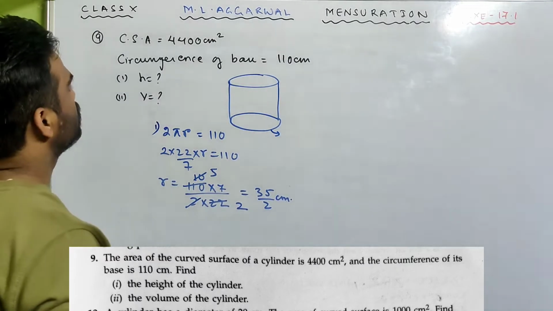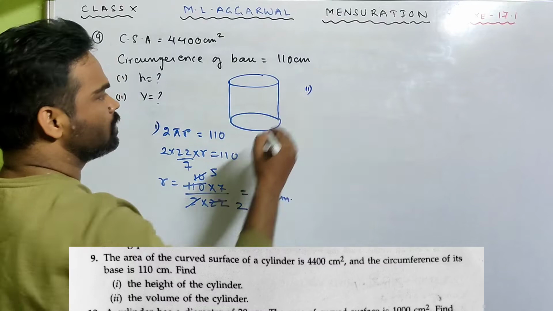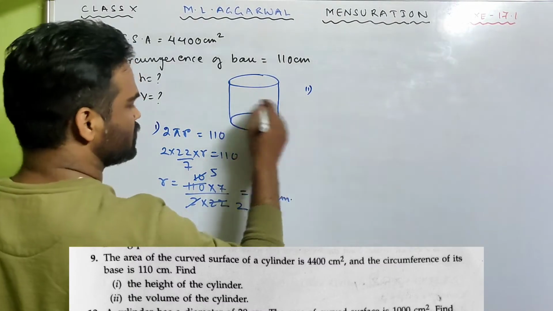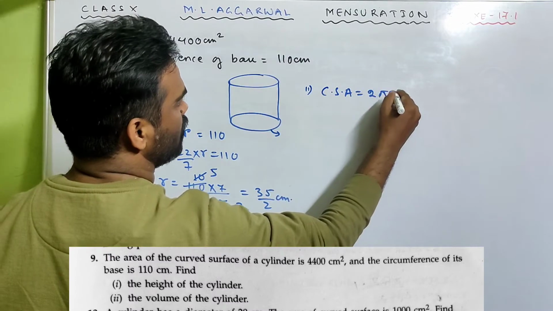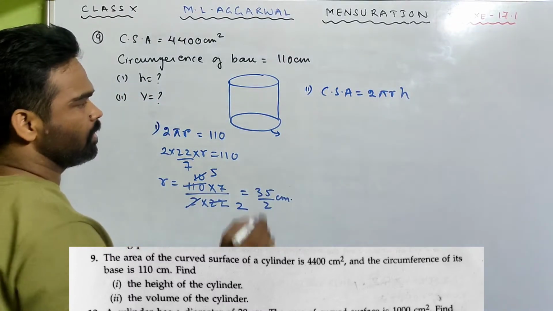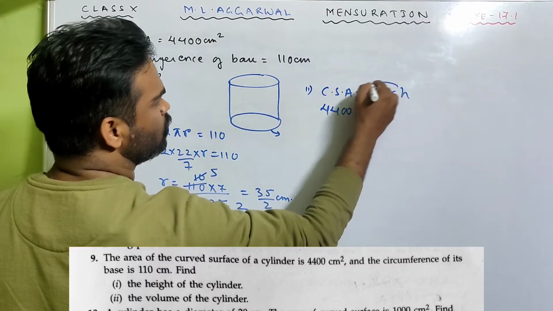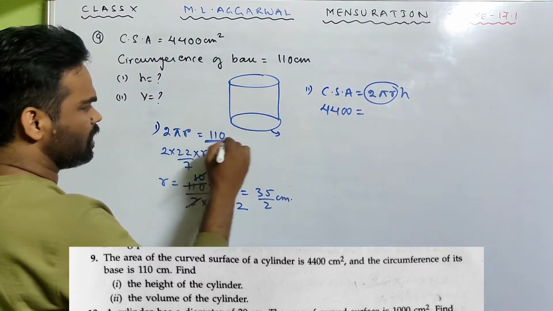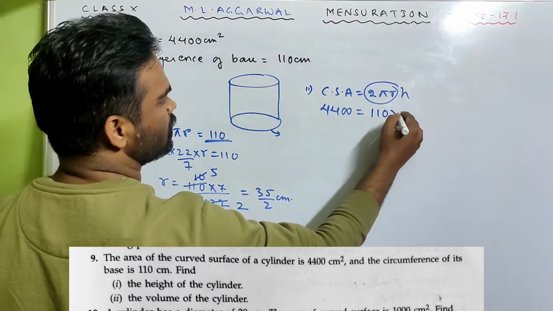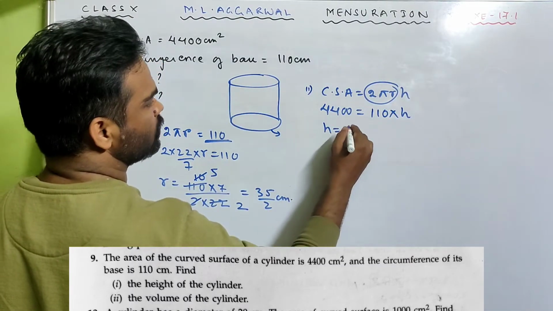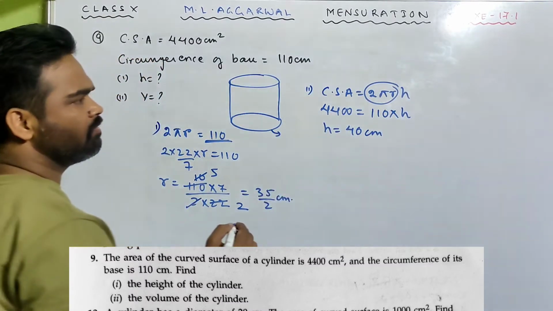17.5, okay? Now CSA is given. Now what is the formula for CSA? CSA for cylinder is 2 pi r h. So CSA is 4400. Okay, 2 pi r, we can directly write 110, into h. So h will be 40 centimeter. Done. Very easy.